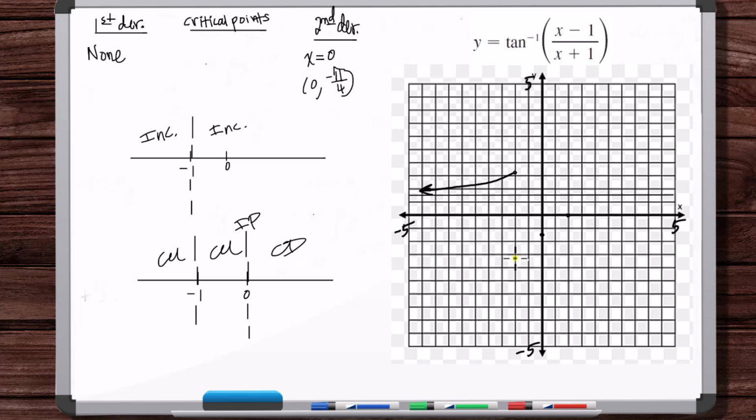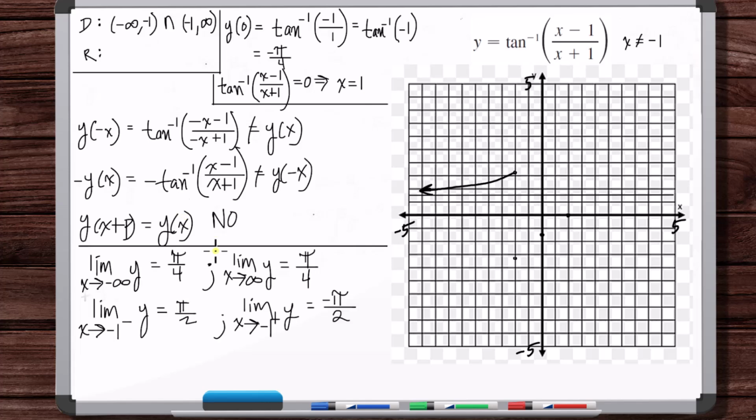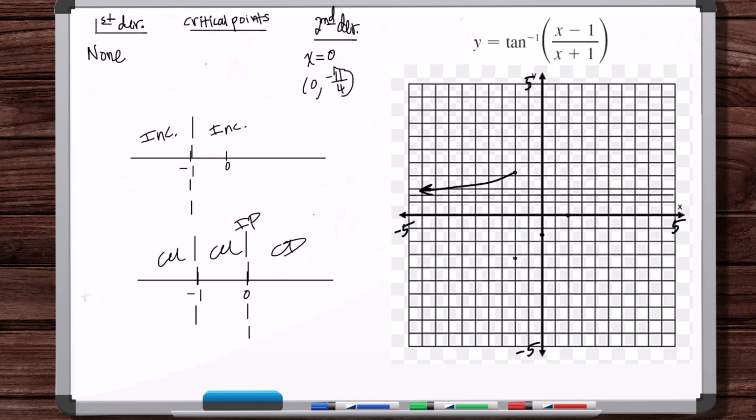Now, coming from here, we're going to be concave up as we approach 0. So we'll be doing like that. And then we'll switch to concave down, so something like that. We'll be increasing this entire time. What else do we have? As x approaches positive infinity, we approach pi over 4. So we should be concave up, then switching to concave down. Is that right? That's right. Okay.